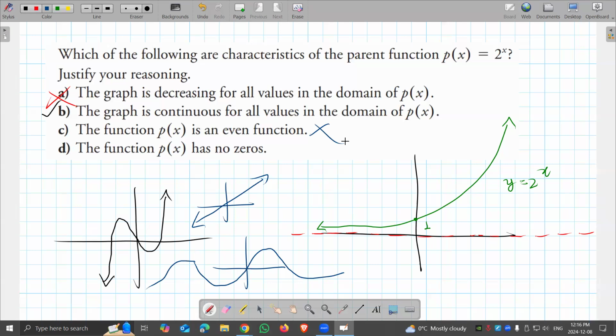Part D, the function p of x has no zeros. Remember what a zero is. A zero is an x-intercept. It does not have any. So that's true.